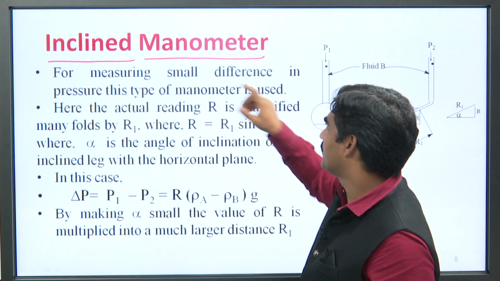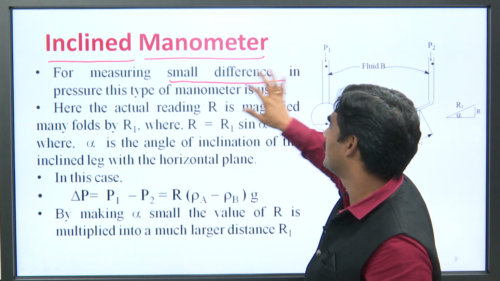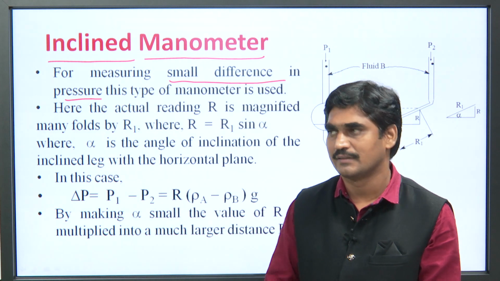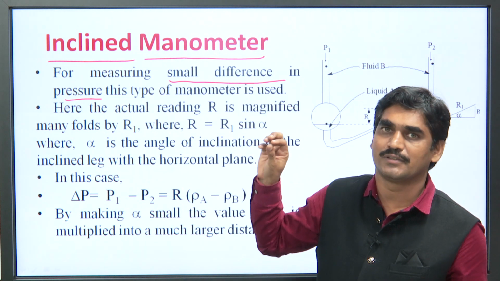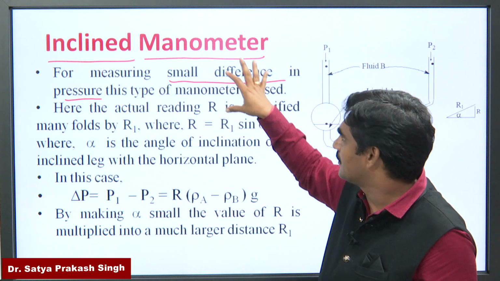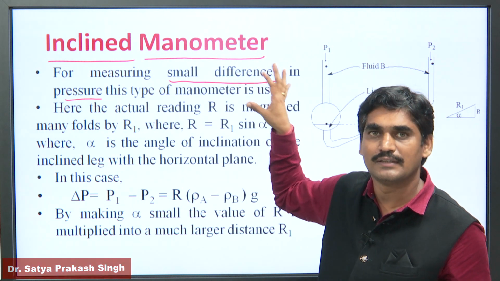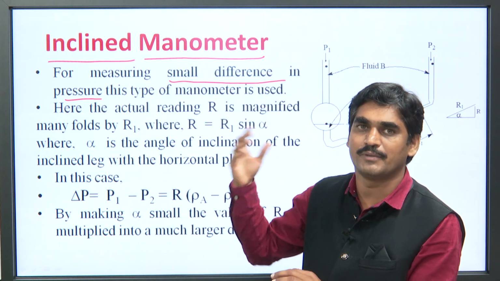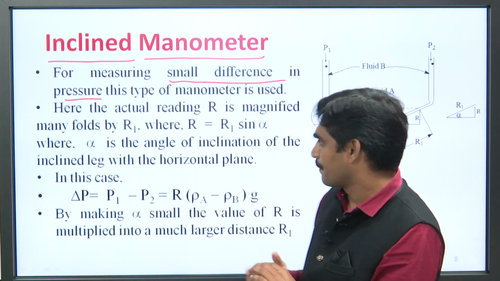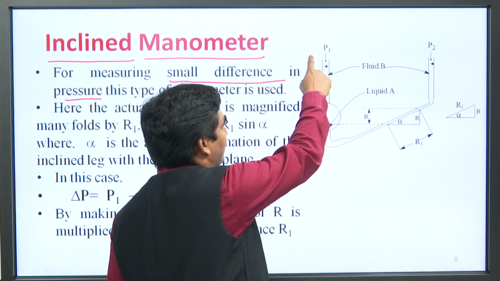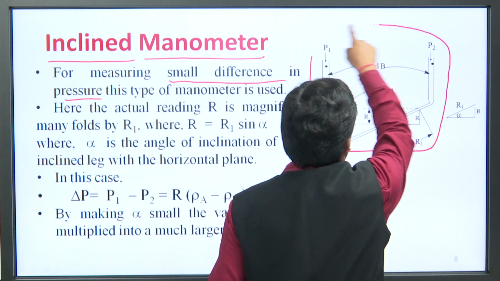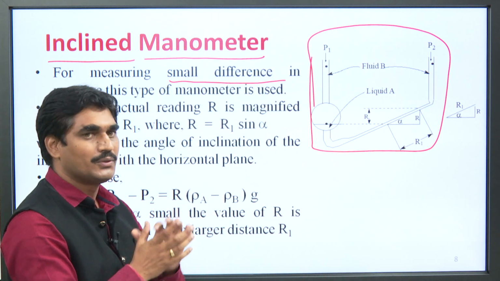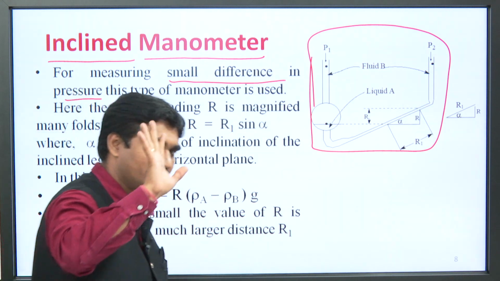It is also used for the measurement of a small difference in pressure. As we have seen in the case of differential manometers, they are also used for small pressure differences. The inclined manometer is used for the same type of small pressure difference measurement. Here also, if you see the diagram of this manometer, all three manometers are somewhat similar to the U tube manometer.